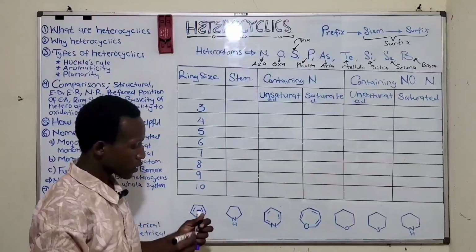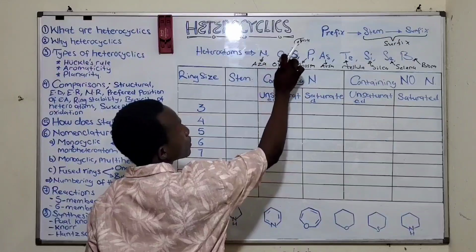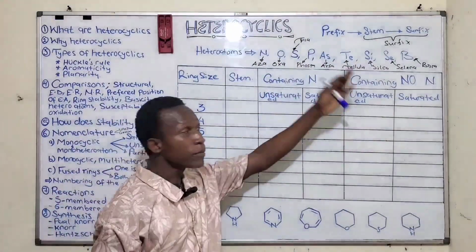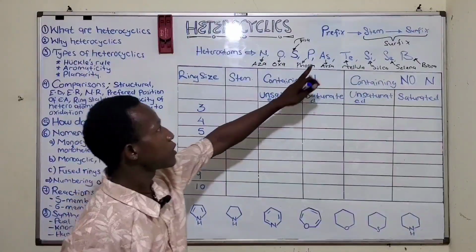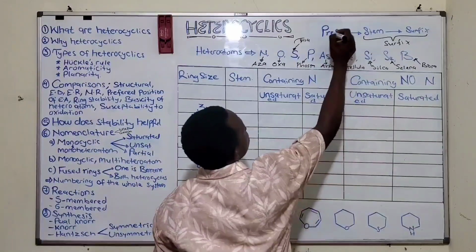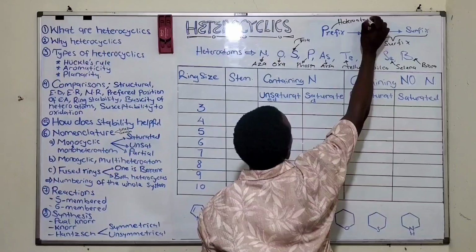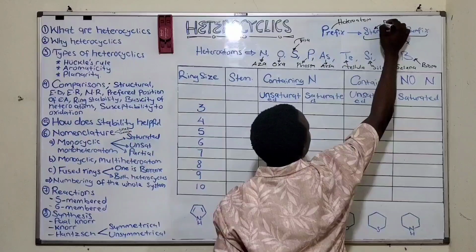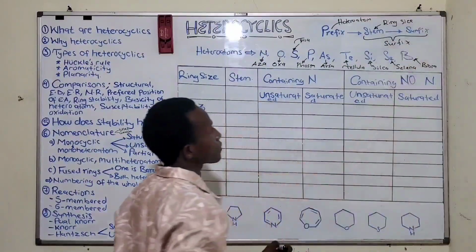There are many, but most times we encounter these three: N, O, and S. But this is the prefix. So this one is done. Now this is from the heteroatom. Then the stem, this one tells us the ring size.